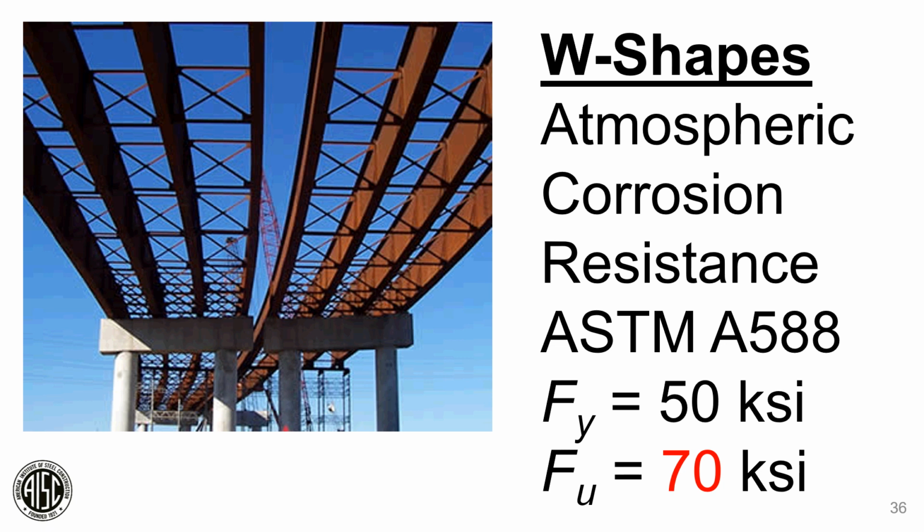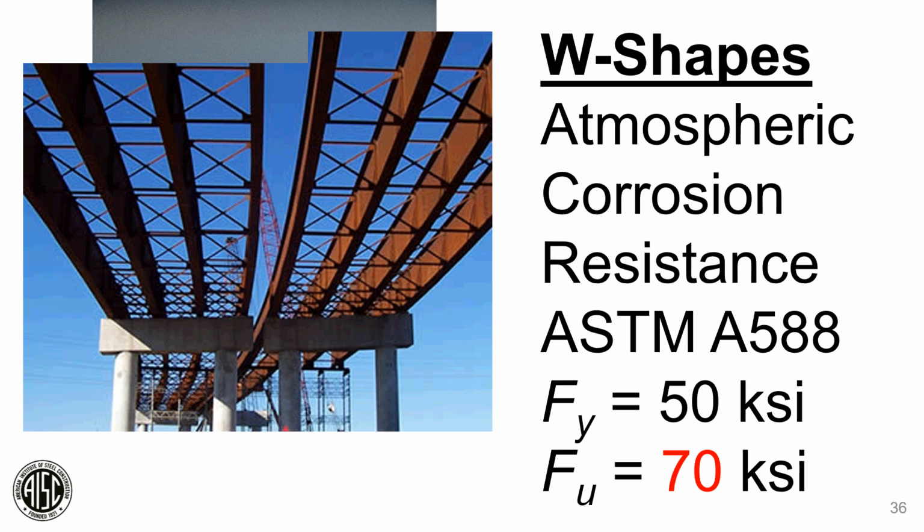Now, if you need atmospheric corrosion resistance in your material, you would specify ASTM A588. A588 also has a yield strength of 50 KSI, but the tensile strength is 70 KSI, slightly higher than A992. I want to also make you aware that atmospheric corrosion resistant material A588 is more expensive than A992 material. So only specify that when you need it.